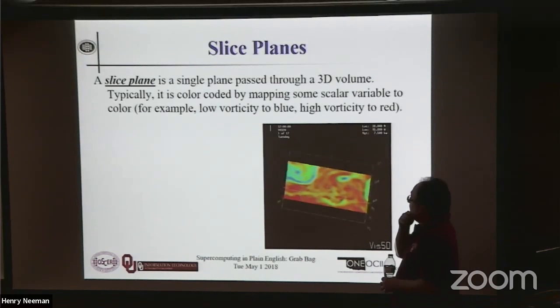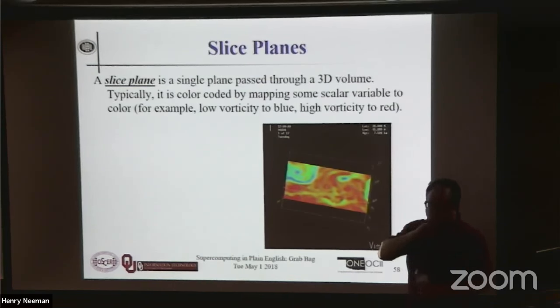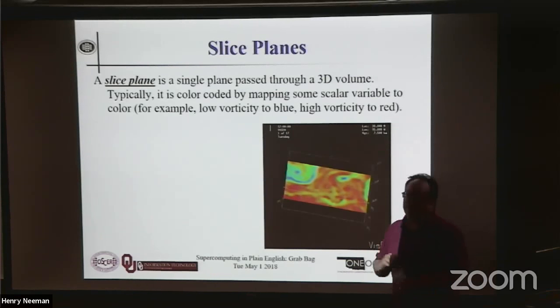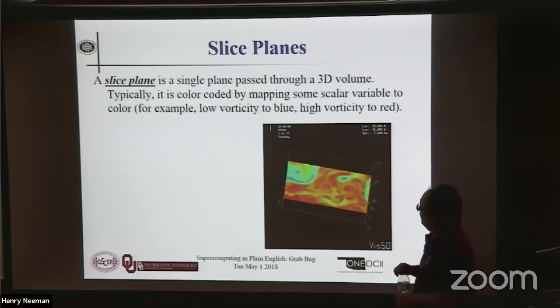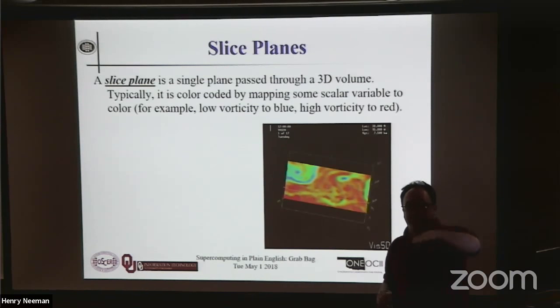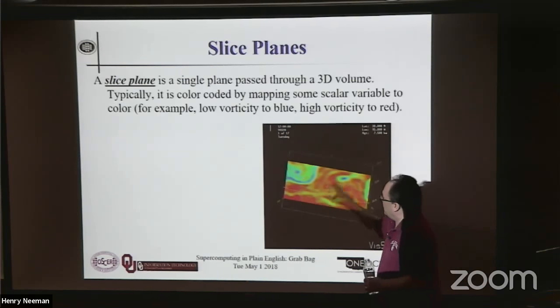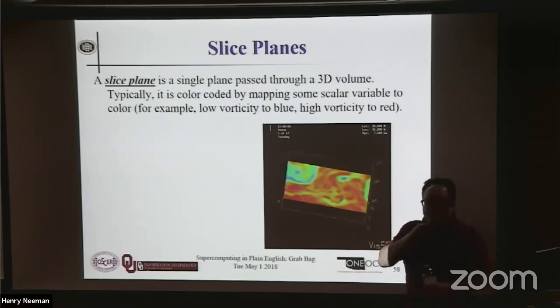Now, a slice plane, same kind of idea, but now you can color code it. And so you can actually get multiple different variables onto this thing. So here I'm passing this through the box, and it's just a single plane. And by the way, typically you don't have to have the plane be parallel to the axes. You can have it tilt in whatever direction you want. Okay. And then this one is colored by vorticity, so swirliness. And you can see it's very swirly here, and it's not terribly swirly here.